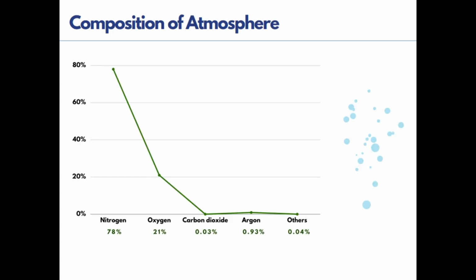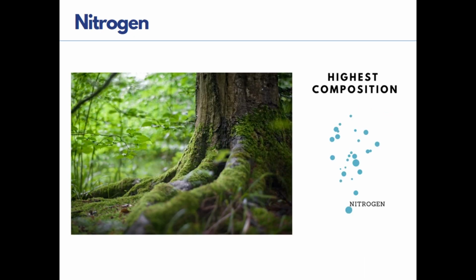Now, let's see the composition of Earth's atmosphere. Our atmosphere is a mixture of many gases. Also, it has many tiny dust particles. This graph shows you the percentage of each gas that is present in the atmosphere. Air has 78% nitrogen, and this gas makes up the highest composition in the atmosphere.